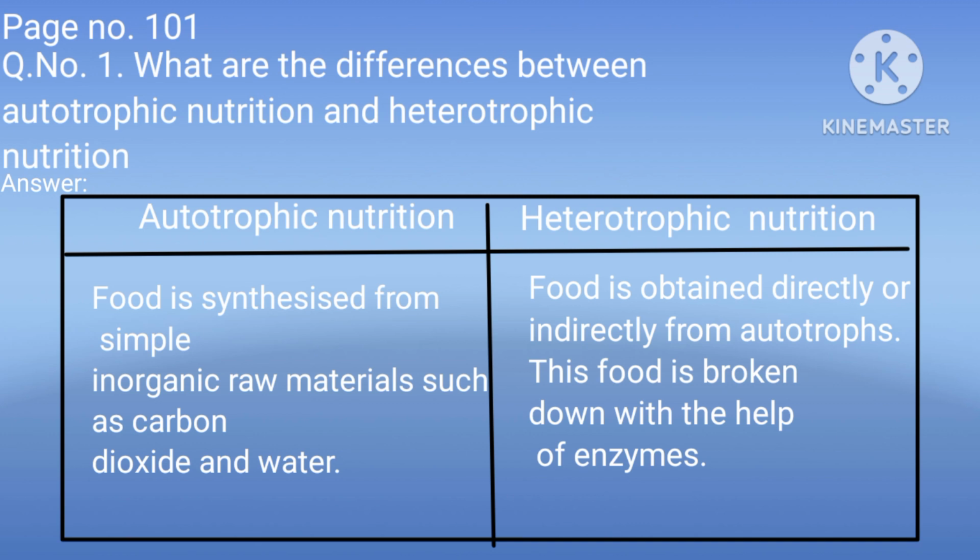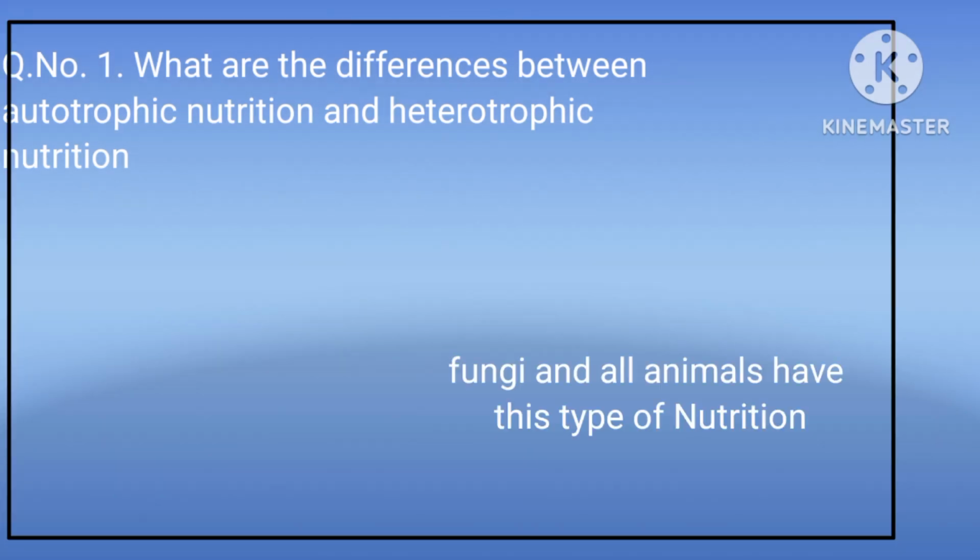Page number 101. Question number 1. What are the differences between autotrophic nutrition and heterotrophic nutrition? In autotrophic nutrition, food is synthesized from simple inorganic raw materials such as carbon dioxide and water. In heterotrophic nutrition, food is obtained directly or indirectly from autotrophs. This food is broken down with the help of enzymes.